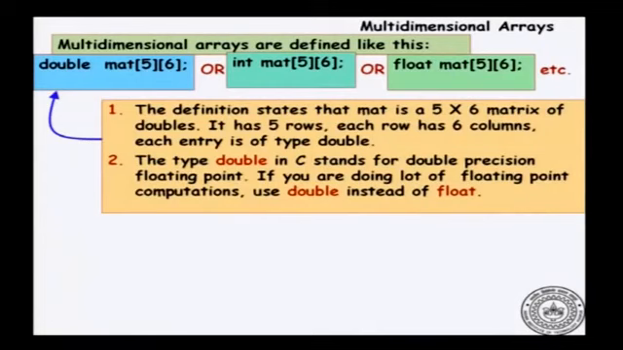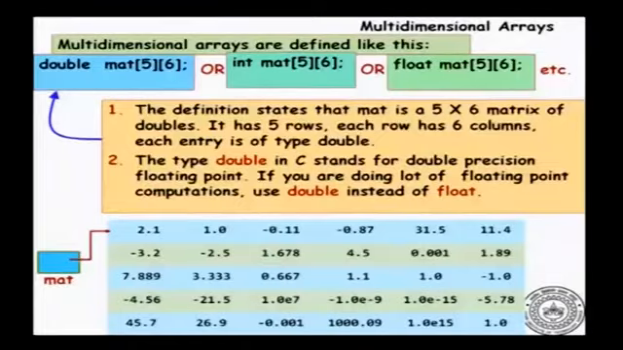The definition states that mat is a 5 by 6 array of double entries. So, this means that mat has 5 rows, each row contains 6 entries and all the entries are of type double. Now, double is what is known as double precision floating point numbers, and if you are doing a lot of floating point computations, then instead of float you could use double, because you might need a lot of precision in your computation.